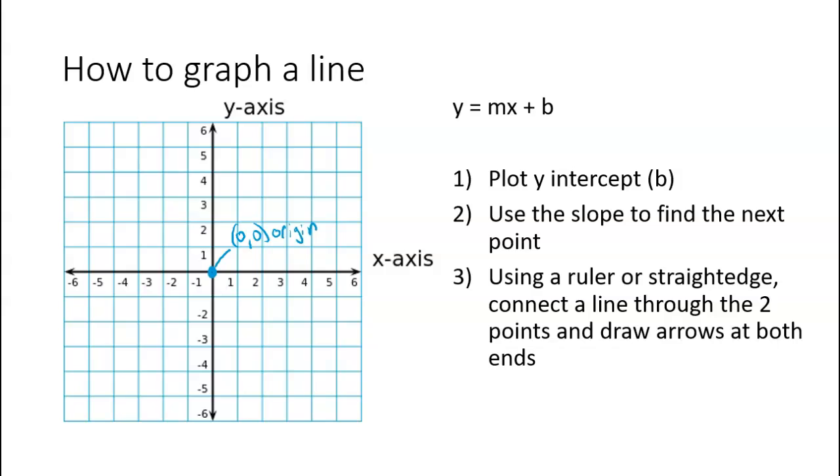Okay, so what we're going to make sure is that all of our equations are going to be in the slope-intercept form. So this y is equal to mx plus b. Okay, and basically what you're going to do is you're going to plot the y-intercept, aka your b, and then you're going to use your slope to find the next point. Okay, and then using a ruler or straight edge, you're going to connect a line through the points and draw arrows at both ends. Okay, 2 points make a line, 3 points we will find make an even better line.